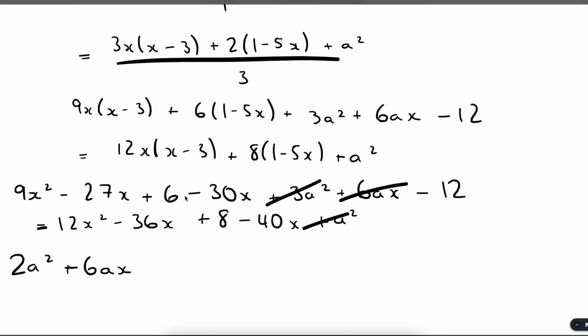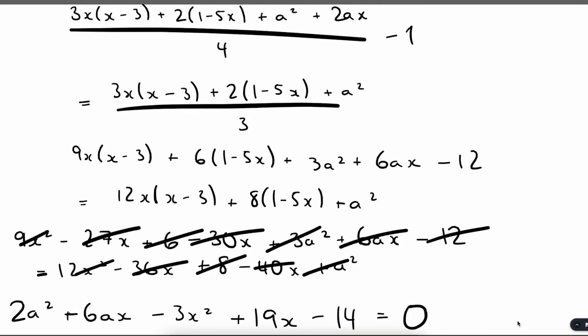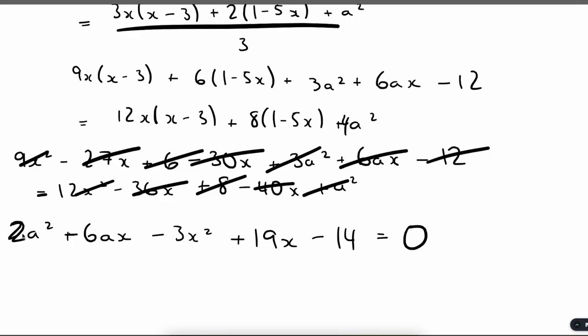And then the non-a terms is going to be 9x squared, but we're subtracting 12x squared, so we've got minus 3x squared. I've just realised I forgot to multiply this by 4, so that's going to make this minus a squared. Again, you're probably going to end up making a lot of mistakes in this one. So we get a squared minus 6ax plus 3x squared minus 19x plus 14 equals 0.